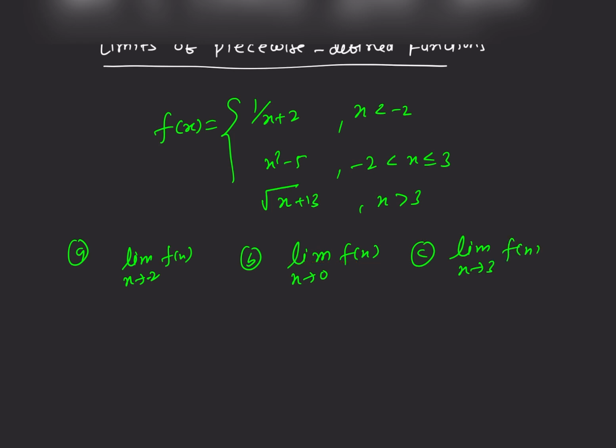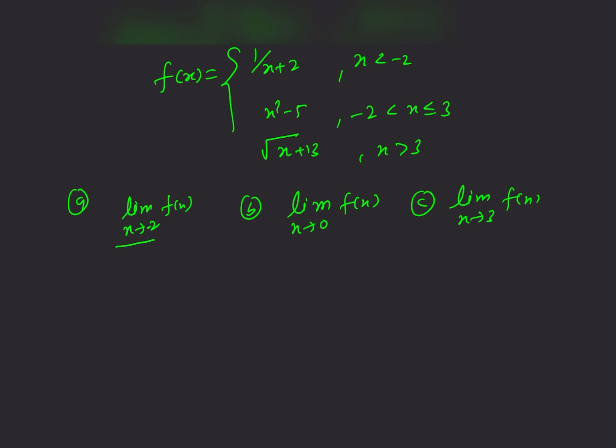So you can see that we have to find out the limit as x goes to minus 2. What does it mean? It means that if you take a number here, suppose minus 2, we have to consider the right side of minus 2 and the left side of minus 2. So if you have to find out limit as x goes to minus 2 of f of x, then we need to find out limit as x goes to minus 2 minus of f of x, and limit as x goes to minus 2 plus of f of x, right?